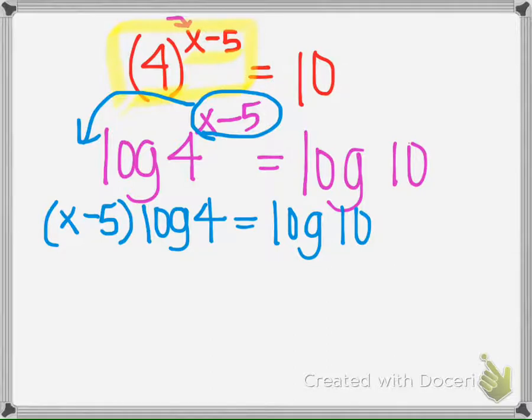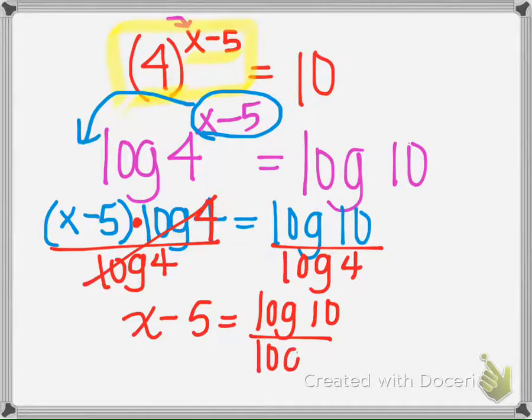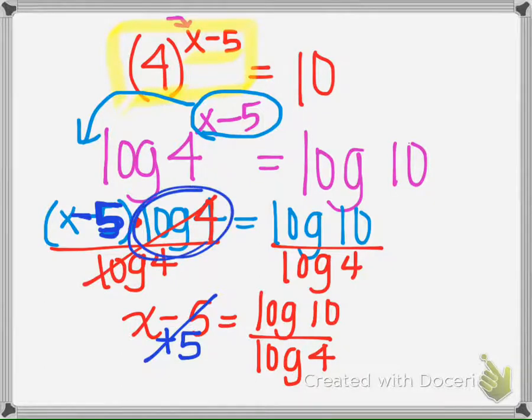And now to solve this, since this is being multiplied, to get rid of this log 4 here, we need to divide both sides by log 4. And then this is going to get canceled out here. Okay, now we can add 5. So the reason why we couldn't divide by this 5 here is because it was x minus 5. So to get rid of a minus 5, we have to add 5. So we had to wait till now so that this would go away and wouldn't be there. So then we could add 5.